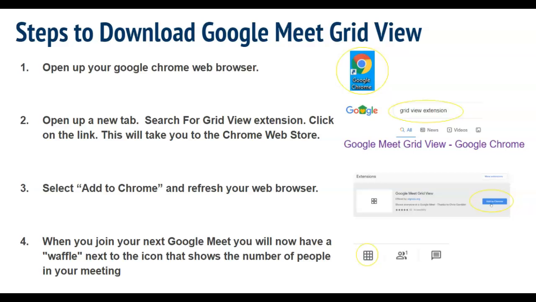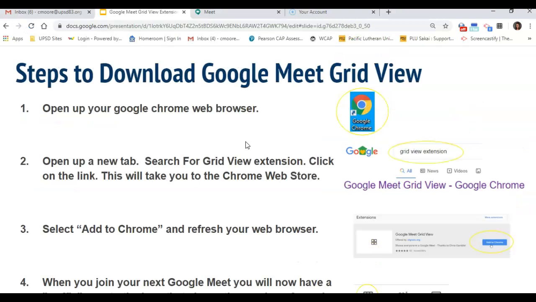The first thing I'm going to do is open a new tab in my Google Chrome browser. Since this is a Chrome extension, you will need to use your Google Chrome browser. So you'll click on the browser that looks like this. Then you get to open up a new tab and search for Grid View. I'm going to show you the rest of the steps.